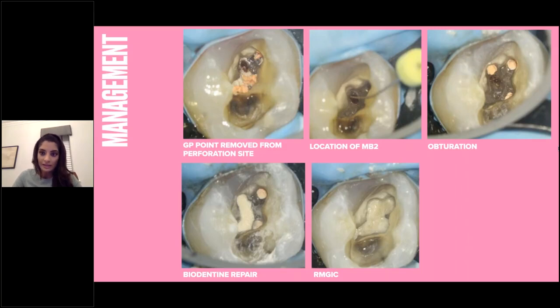This was all done in one visit, but actually I would probably change the way I manage it now and put a much thicker layer of Biodentine in and then use a composite directly on the top of that.